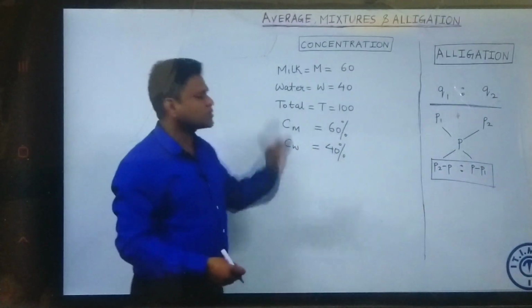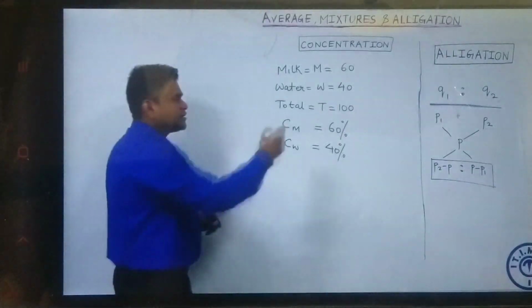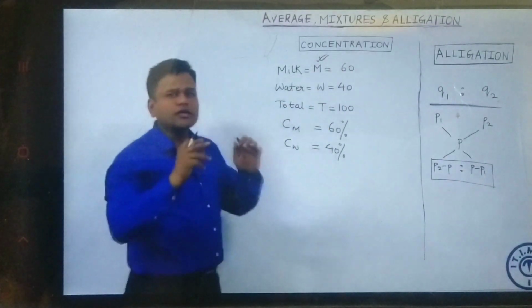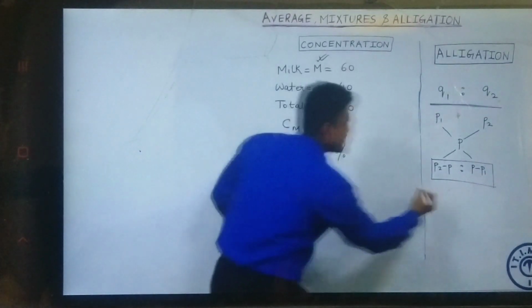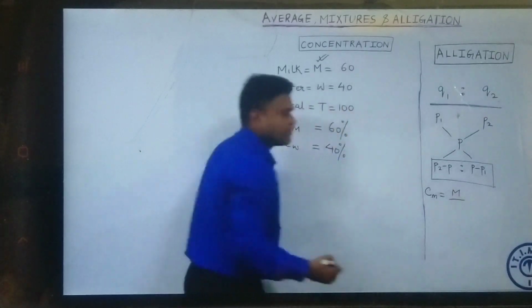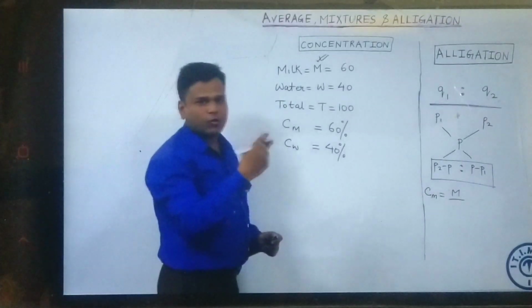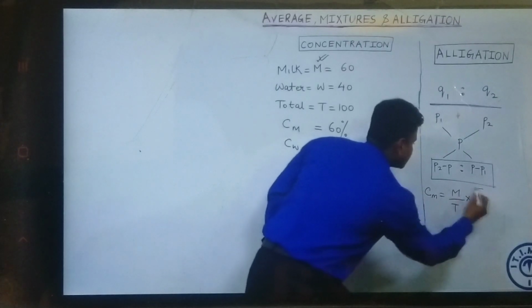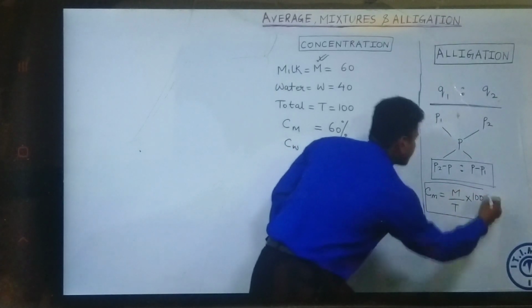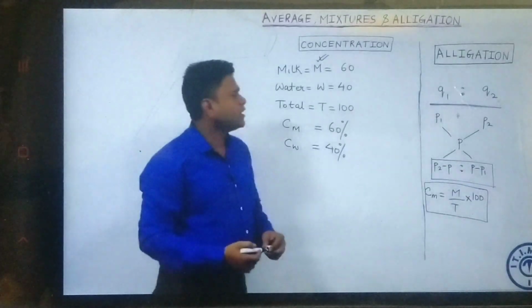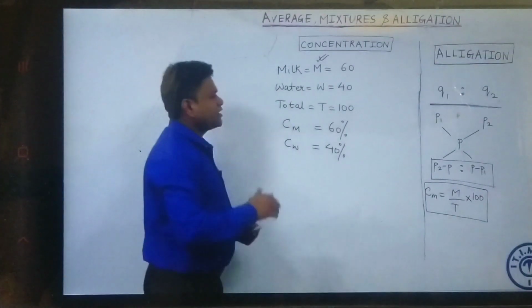The idea is the concentration is defined as the quantity of that particular liquid out of the total quantity. So we can say the concentration of milk is the quantity of milk by total, and the concentration of water is the quantity of water by total, multiplied by 100. So that's the key idea when we say concentration of milk, or for that matter concentration of water. Now, how will this understanding really help us?